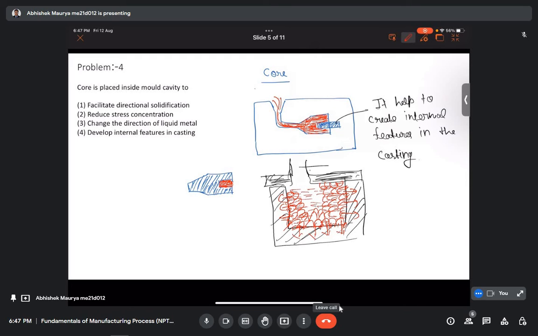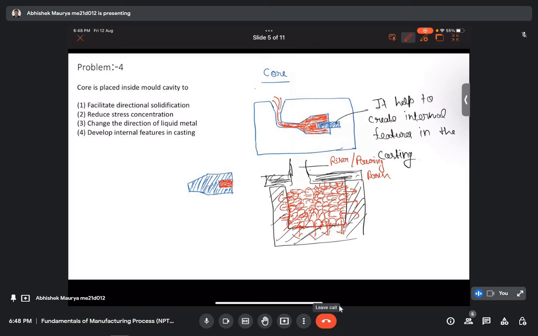We try to have solidification start at the very rear end of the mold, from the corner of the mold, and it should end near the riser, or let's say, pouring basin. So we try to make solidification start from the corner and finally end near the riser or pouring basin. That is called directional solidification. Basically, we try to control the direction in which solidification should start and where it should end.